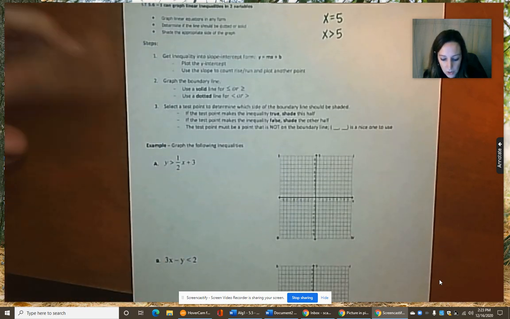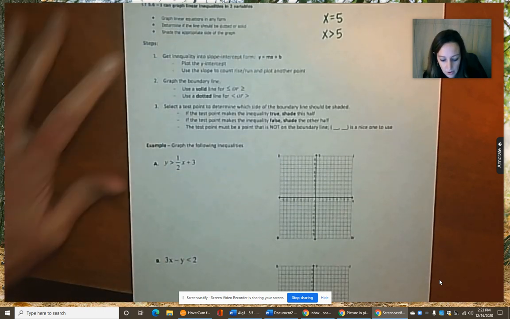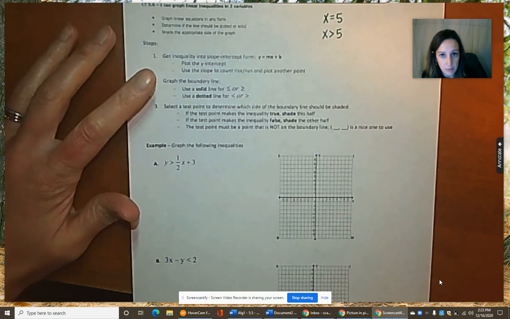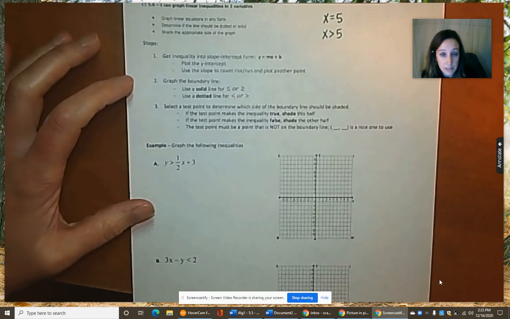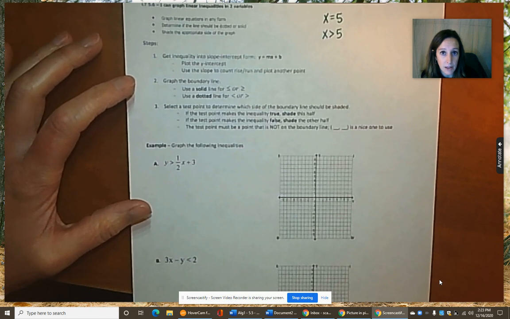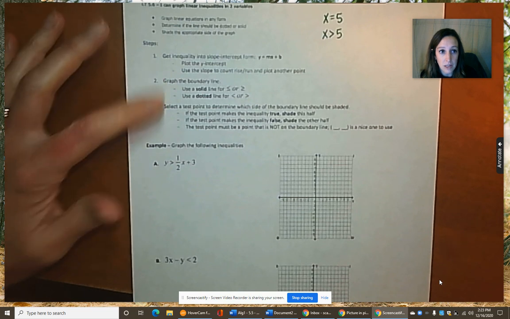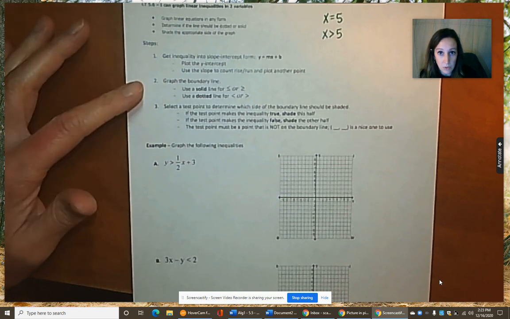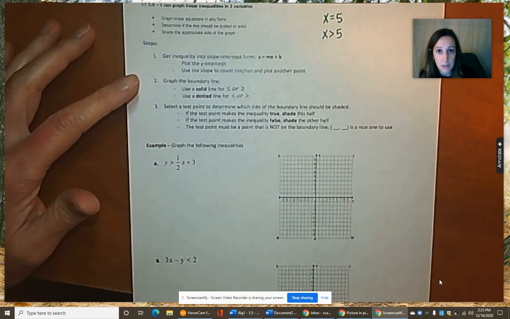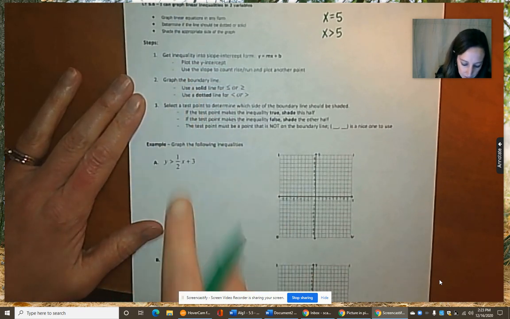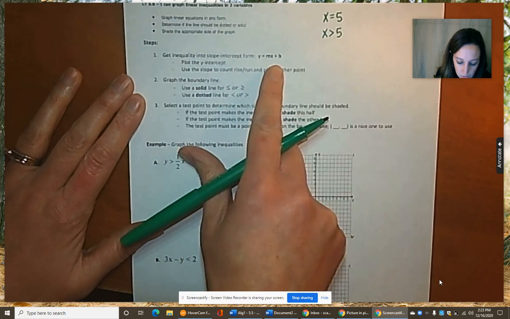In order to graph inequalities, there are 3 main steps. And again, if you can't see this because it's a little bit blurry through the video, this is a PDF that's uploaded to Google Classroom. Look at that PDF. Better yet, print it off so that you have it. If you don't have the ability to print it, please look at the PDF and write this information in your notes. So the first step is to get the inequality into slope-intercept form.